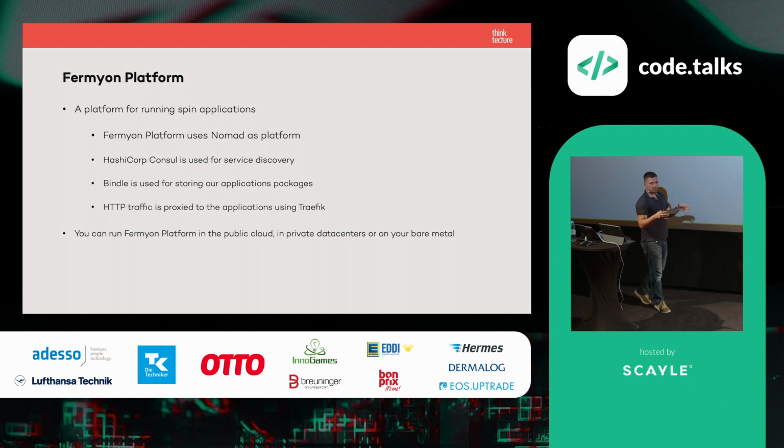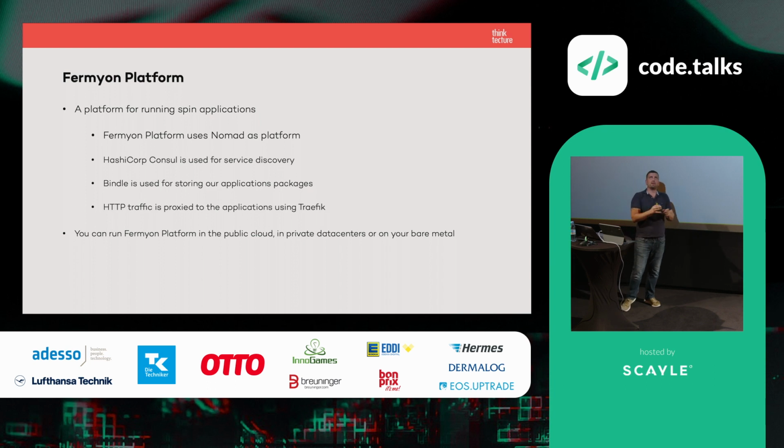But Fermyon platform is a combination of, let's say, infrastructure software. They use Nomad as a cluster for running the infrastructure, or running the runtime, right? They use Consul to do service discovery, so well-known tools and products that you see in that list. What they use to actually build the infrastructure that we as developers can leverage for running our Spin applications on. And the cool thing is, you can install the platform in every public cloud, in your private data center, or even on your local developer machine, so on bare metal. That's supported for all those environments.